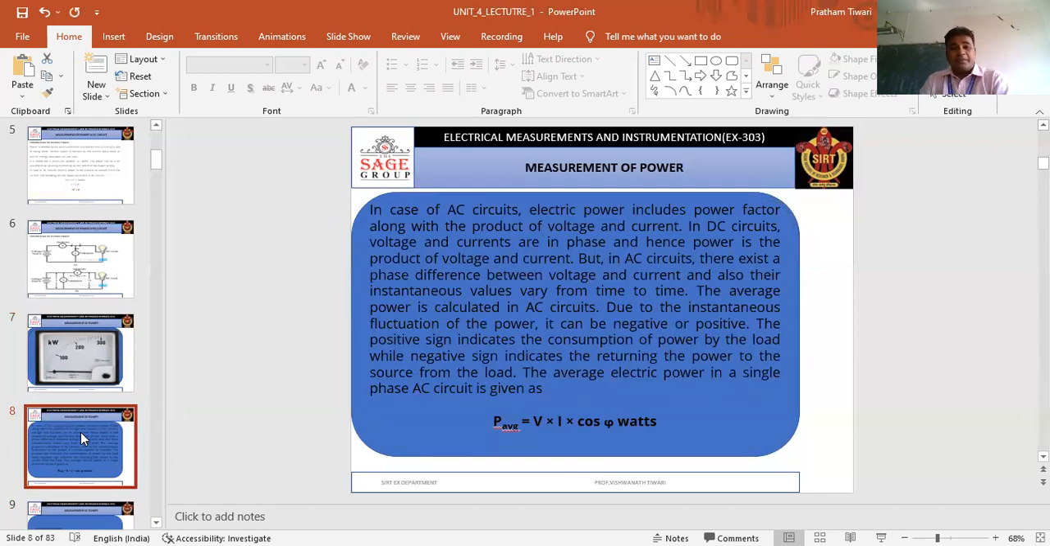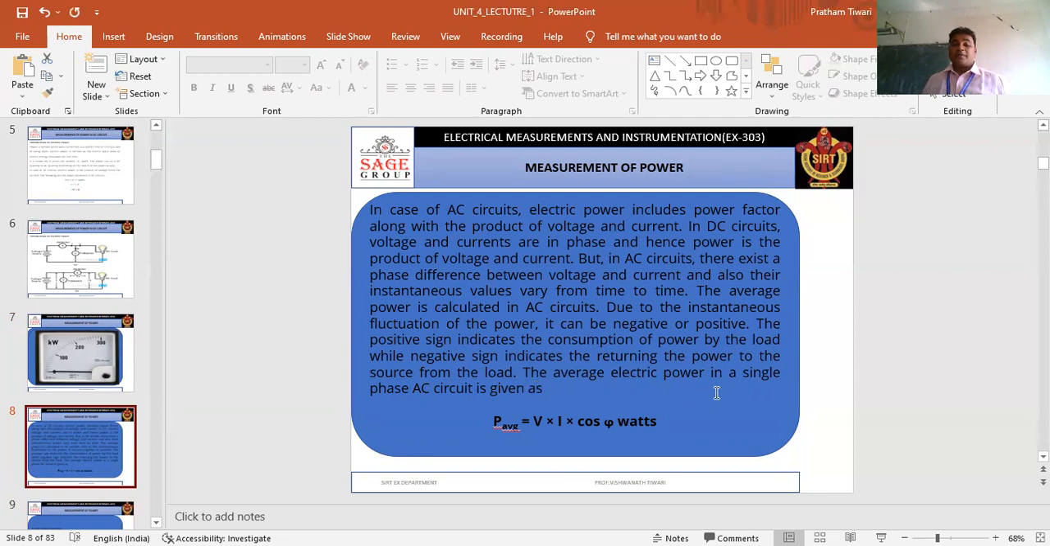Next, in case of an AC circuit, electrical power includes the power factor along with the product of voltage and current. In a DC circuit, voltage and current are in phase and hence power is the product of voltage and current. But in an AC circuit, there exists a phase difference between voltage and current, and their instantaneous values vary from time to time. The average power is calculated in an AC circuit due to the instantaneous fluctuation of the power. It can be negative or positive. The positive sign indicates the consumption of power by the load, while the negative sign indicates the power being returned to the source from the load.